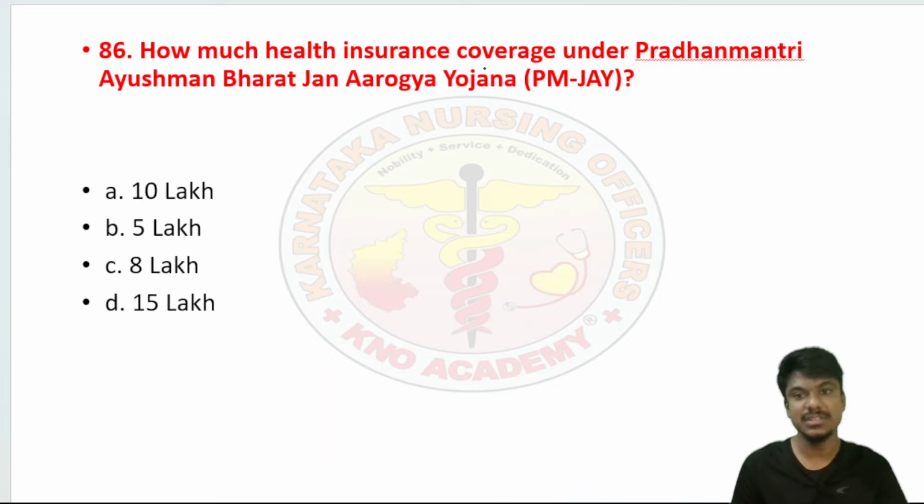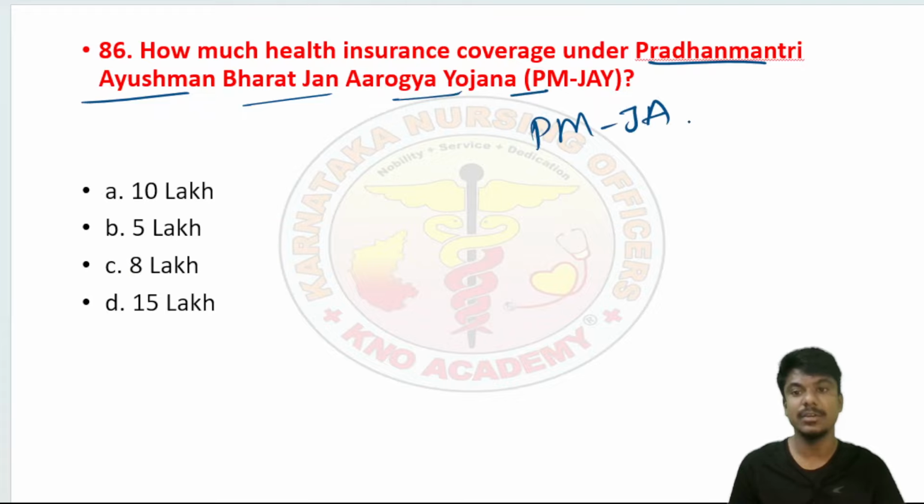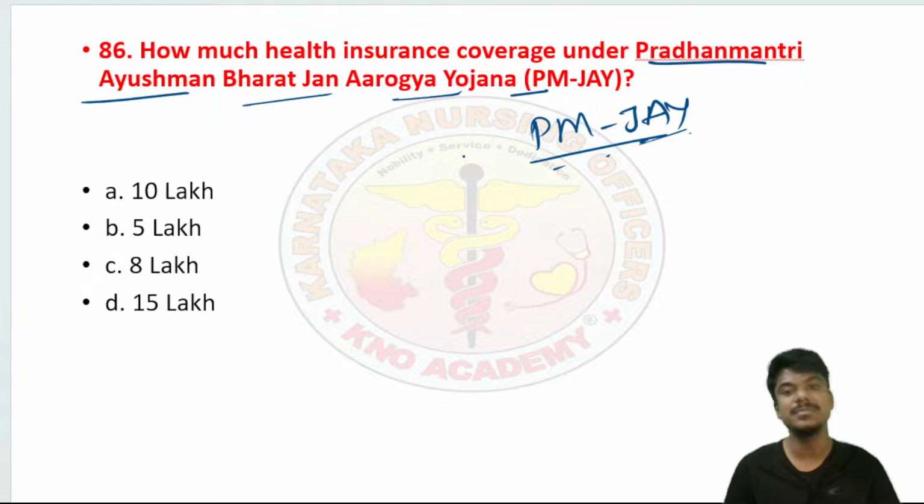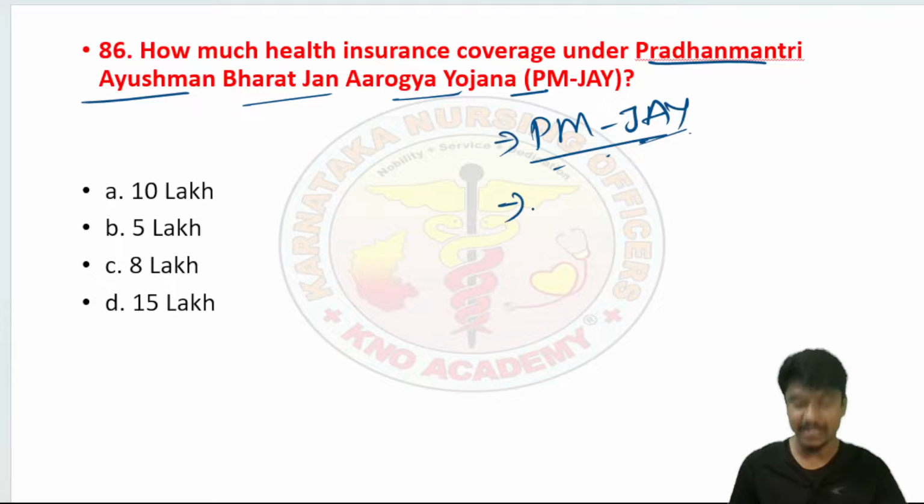How much is the health insurance coverage under the Pradhan Mantri Ayushman Bharat Jan Arogya Yojana? The name of the program is PMJAY, meaning Pradhan Mantri Jan Arogya Yojana. Under this program, how much per family has been given as the health insurance amount? They are asking what the amount is under the health insurance coverage by PMJAY.